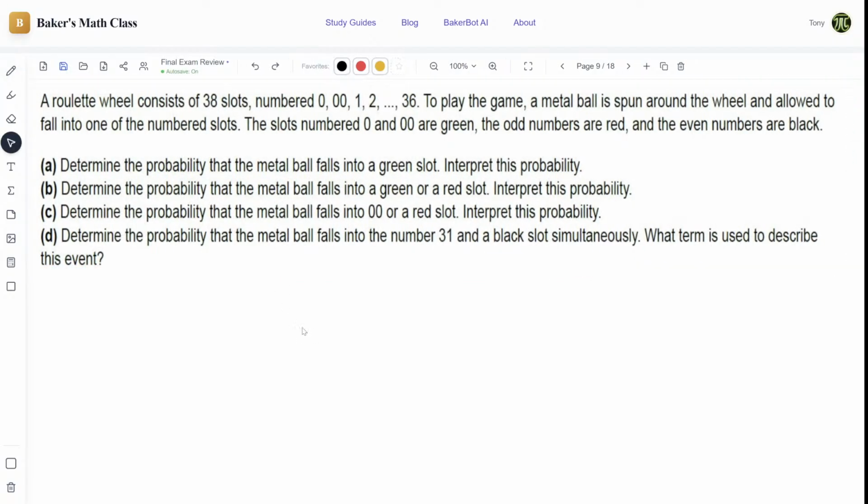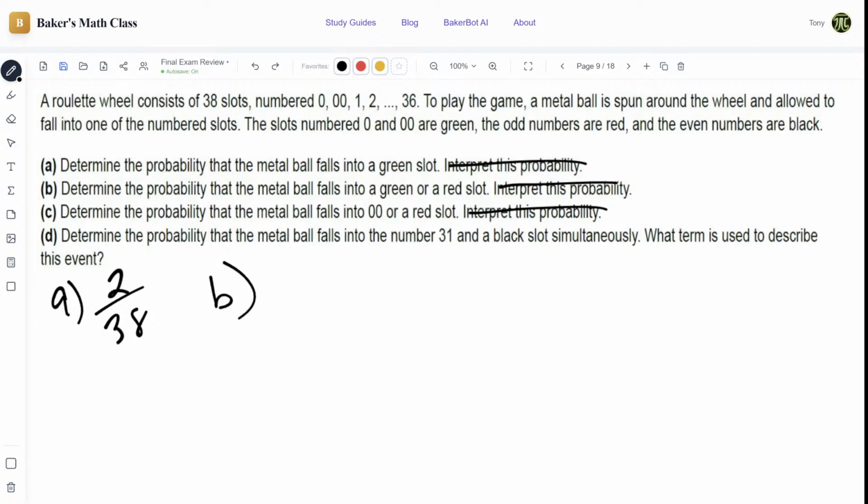A roulette wheel consists of 38 slots. Determine the probability that a metal ball falls into a green slot. So what's the probability that it's going to fall into a green slot? How many greens are there? There are 38 numbers. It's 36 numbers plus the 2 green ones. And you can leave them as fractions. You don't have to simplify. 2 out of 38 is totally fine.